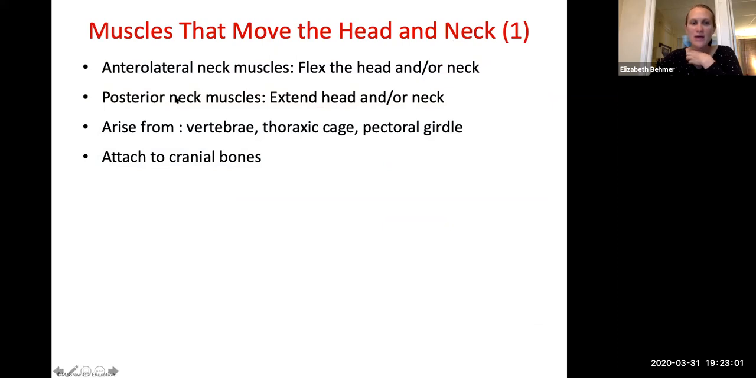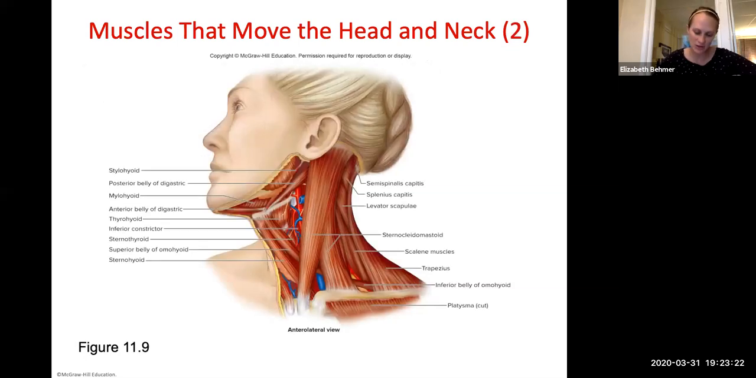Okay, then you have more neck muscles. I'm going to keep going back through this. Some of these lateral and posterior neck muscles arise from vertebrae or your thoracic cage and pectoral girdle. So they attach to your vertebrae in the back and they come up, or they attach to your pectoral girdle, your ribs, and they attach to your cranial bones. The big one that you should know, and I think number 5 might refer to this one, is your sternocleidomastoid muscle. This is a large muscle. It has 3 points of attachment.